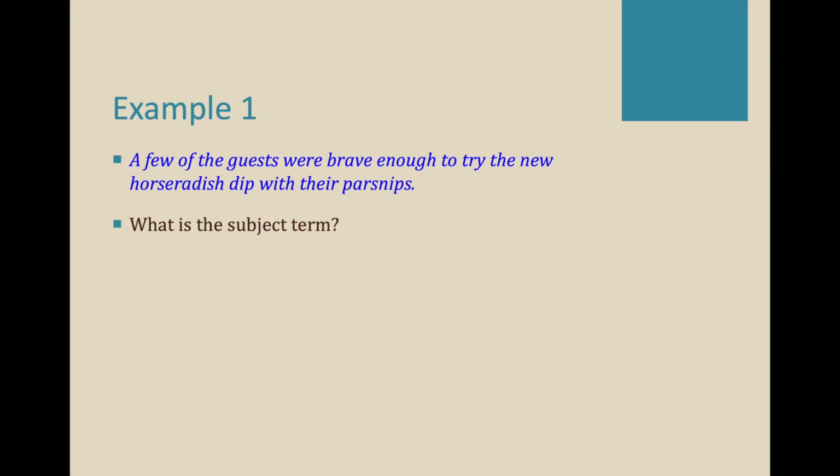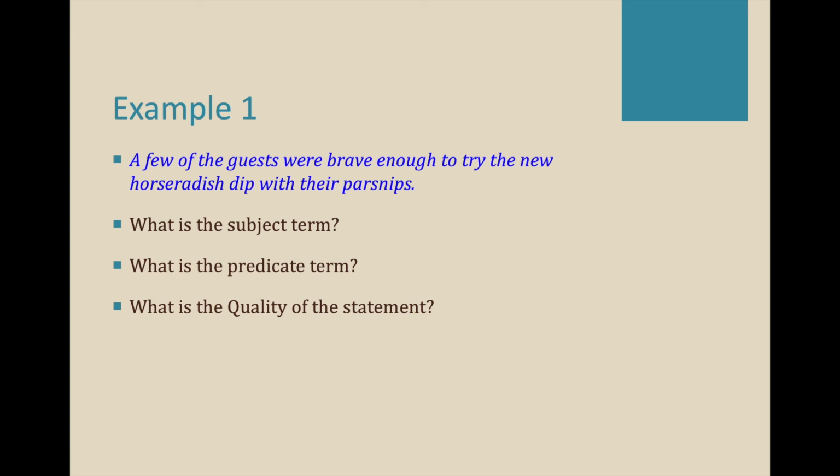thereby translating this natural language statement into standard logical form. So we would ask, what's the subject term? And in this case, it's guests. And then what's the predicate term? That is, people brave enough to try the new dip, right? What's the quality of the statement? We said it's an affirmative statement because it affirms a class inclusion. It says members of the subject term class are included in the predicate term class. And then what's the quantity of the statement? We know it's particular because it's a few, right? Not all, but a few. And that means there's at least one, maybe 2, 3, 10, however many there were, but some.